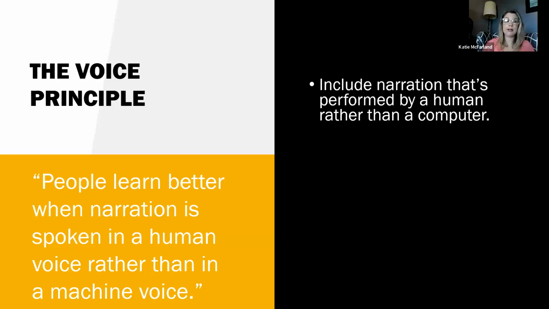So the voice principle is kind of similar, because it's actually talking about using a human voice versus a machine-generated voice. People actually do learn better when something is spoken in a human voice. This is especially applicable for an asynchronous class or a video where someone's just clicking on it and listening, and there's no instructor involved live with the class.